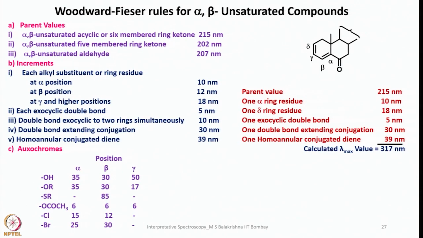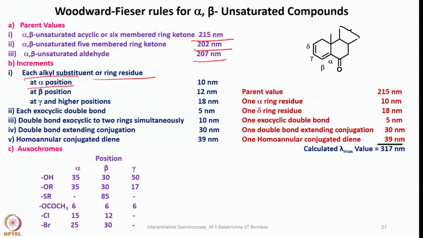Okay, now let us continue. If we have alpha beta unsaturated compounds also, Woodward-Fieser rules are available. Parent values are given here. Alpha beta unsaturated acyclic or 6-membered ring ketone, the value is 250 nanometer, and alpha beta unsaturated 5-membered ring ketone is 202, and alpha beta unsaturated aldehyde is 207 nanometer as the parent value. And then increments follow this order.